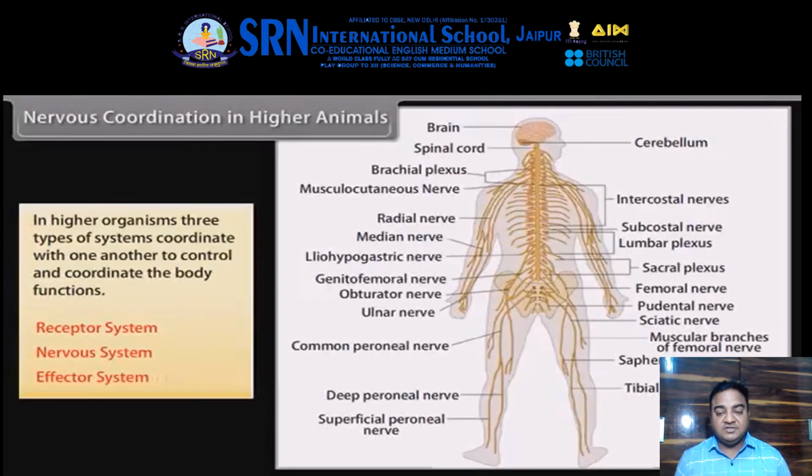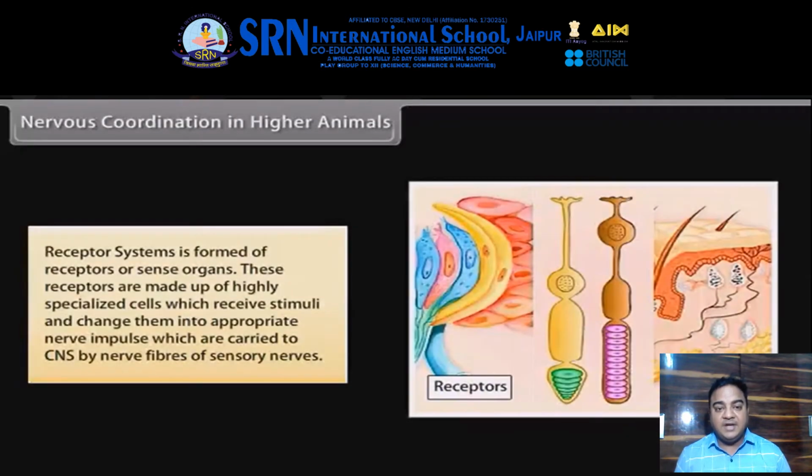Let us see the nervous control in higher animals. In higher organisms, three types of systems coordinate with one another, and these are the receptor system, the nervous system, and the effector system. Nervous control in higher animals is brought about by the receptor systems, and they are formed by receptors or sense organs. These receptors are made up of highly specialized cells which receive stimuli and change them into appropriate nerve impulses, which are carried to the central nervous system by the nerve fibers.